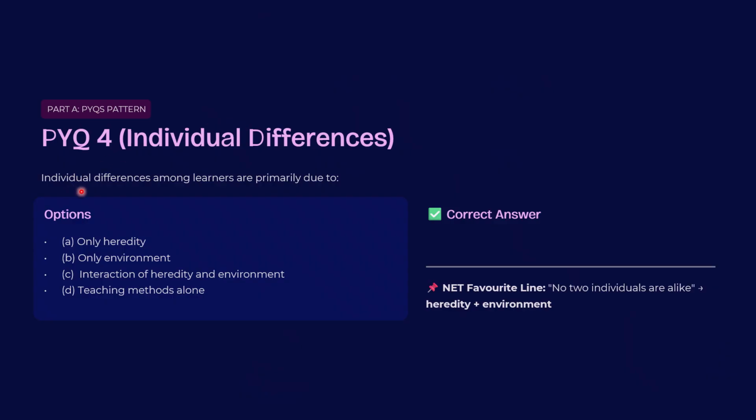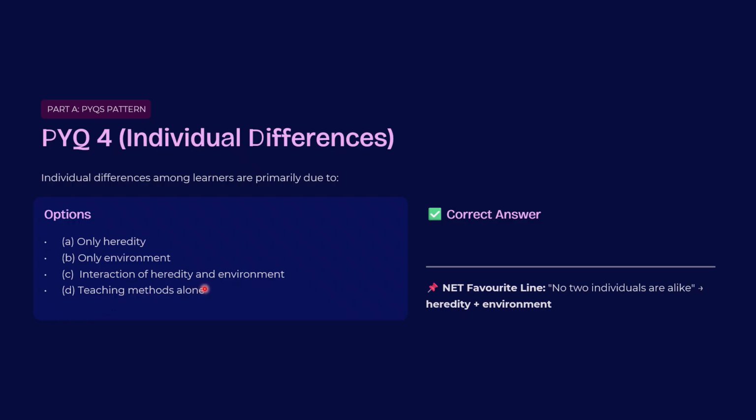Next question is: individual differences among learners are primarily due to A. Only hereditary, B. Only environment, C. Interaction of hereditary and environment, D. Teaching methods alone. So here the correct option is option C, that is interaction of hereditary and environment.